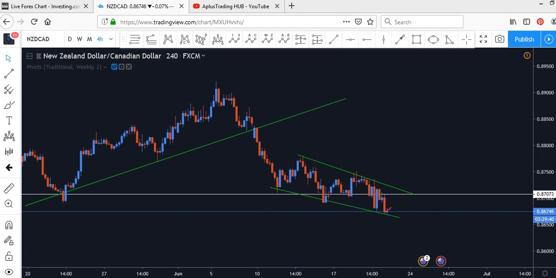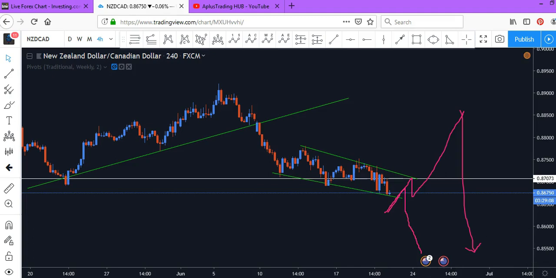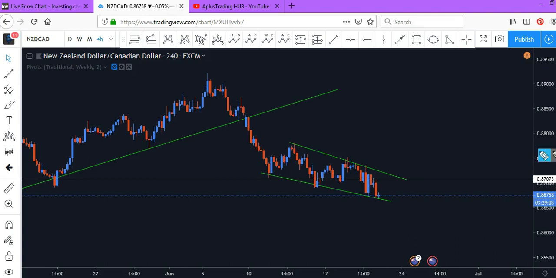We may see this happening, like price moving from here and breaks out. I'm not good at drawing, but let me just try. Breaks out, retests, and maybe goes back here before coming back down. Price may likely do this, or better still, price can just come and continue coming down. These are the scenarios you may see on this trade. So right now, you just wait for one of these to happen.